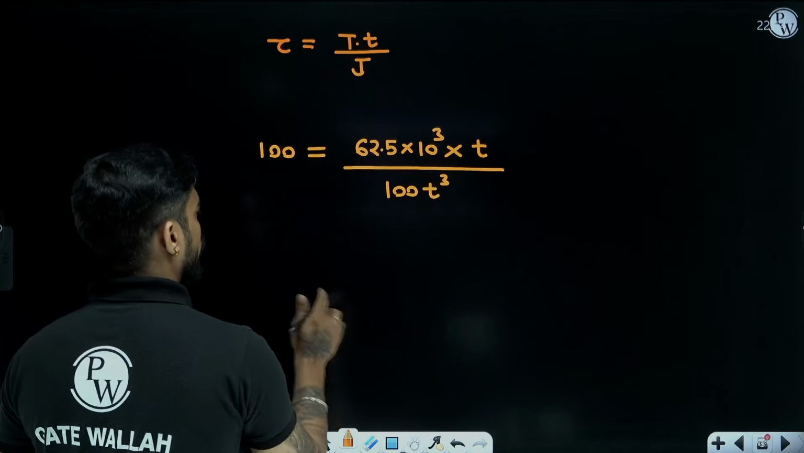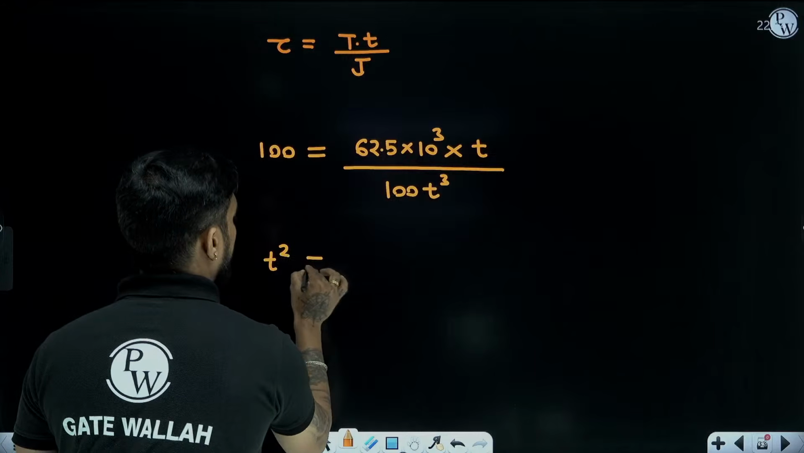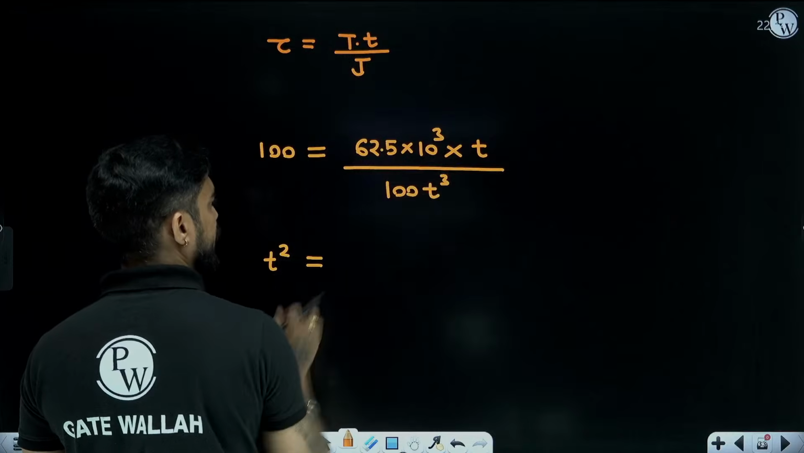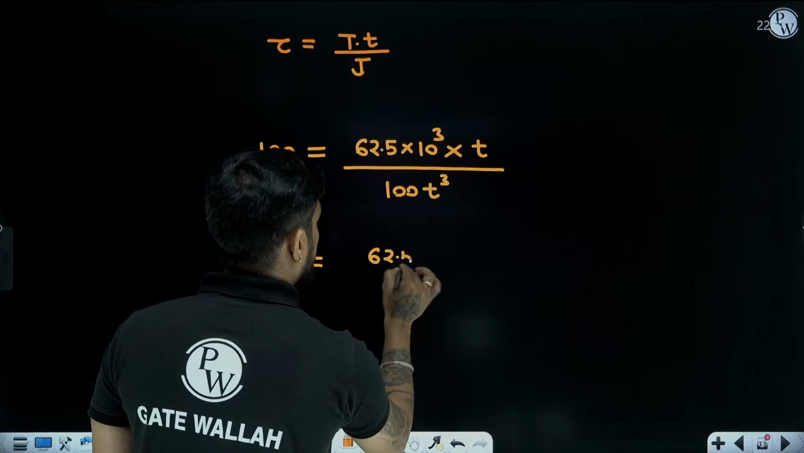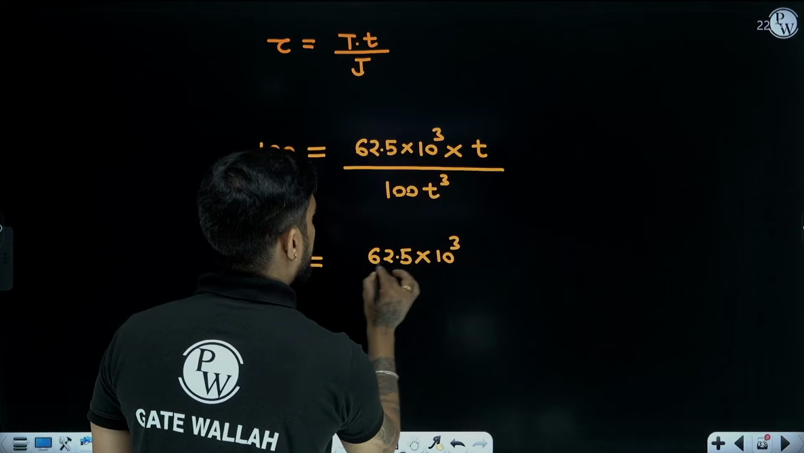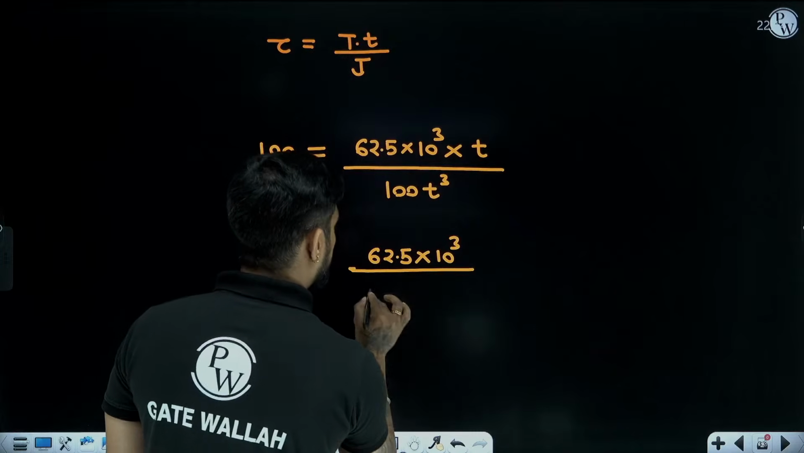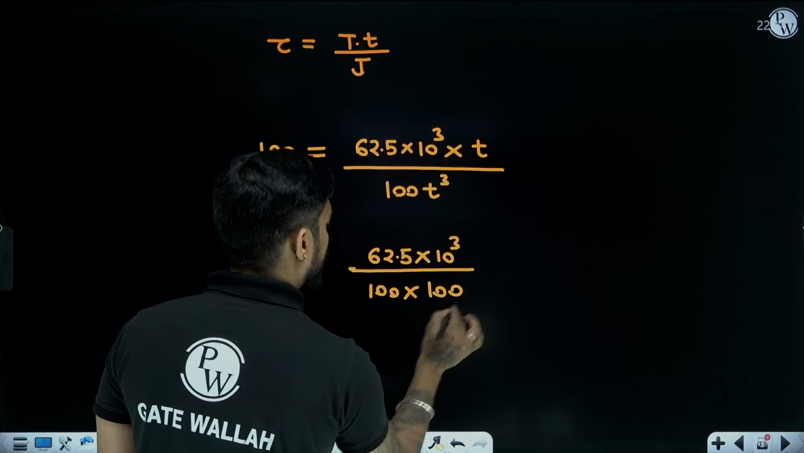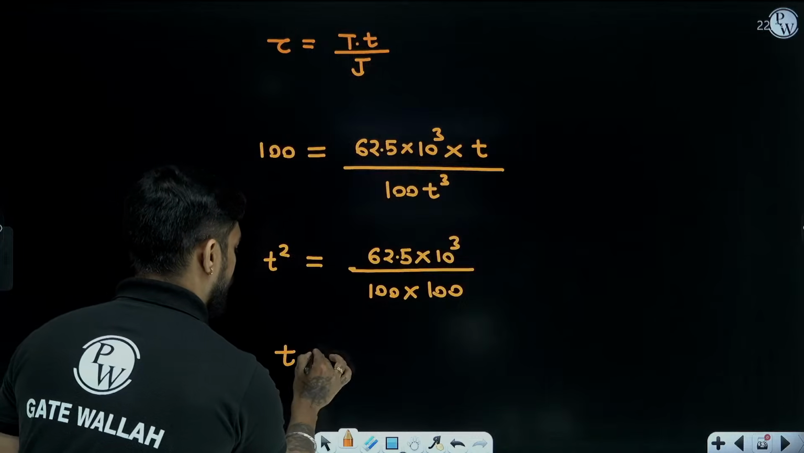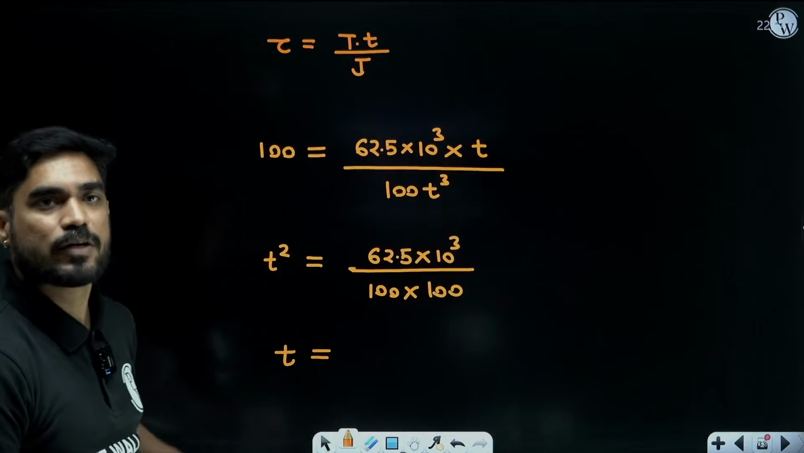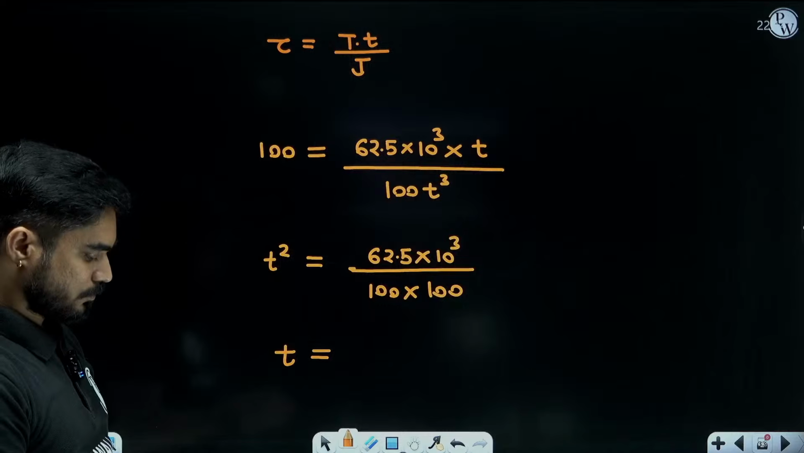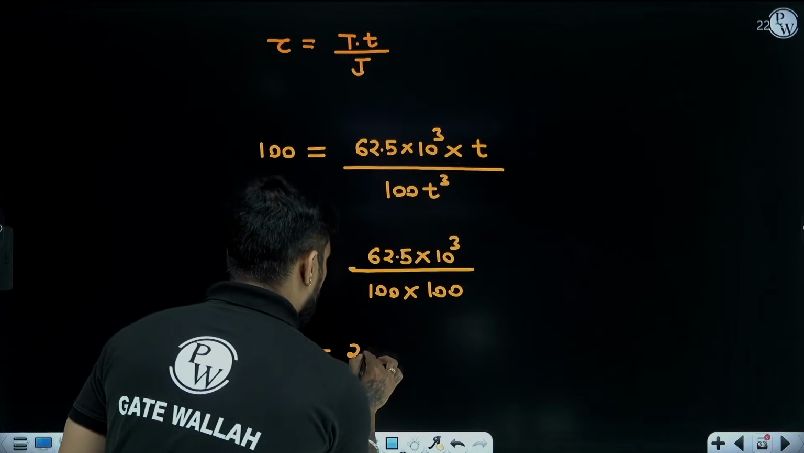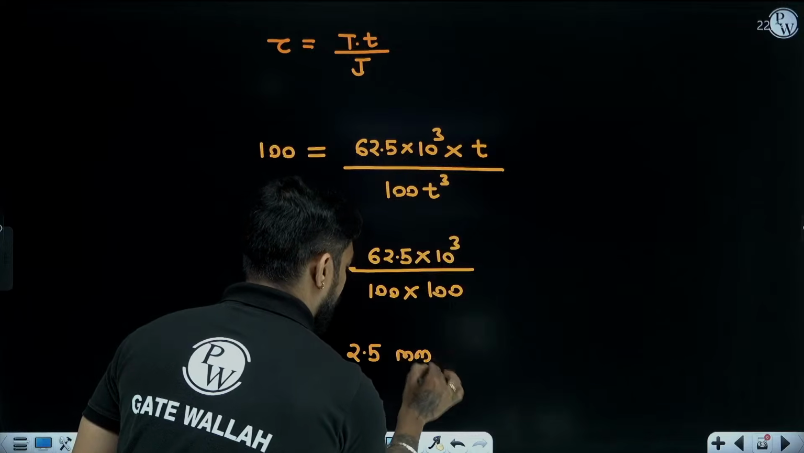Right? So from here, this t and t cube will become t square. So t square will come here, 62.5 into 10 to the power 3 divided by 100 into 100. So from here you will get the value of t. How much is the value of t? I am getting 2.5 mm.